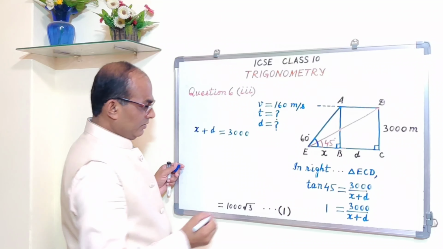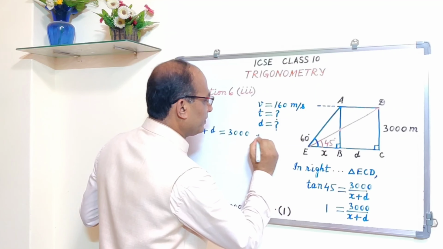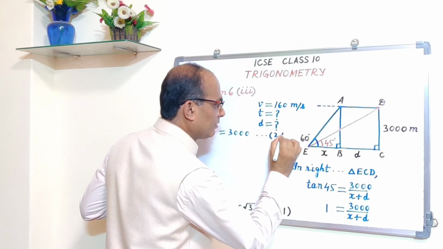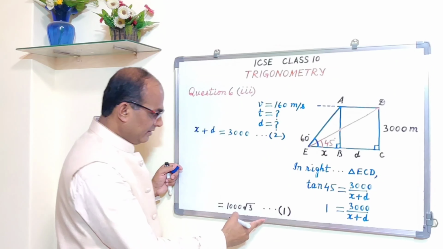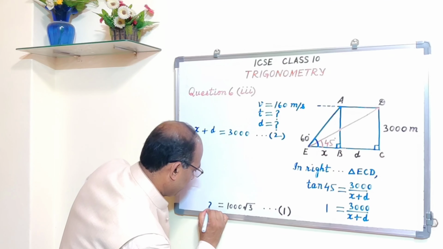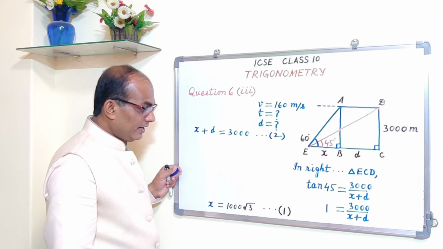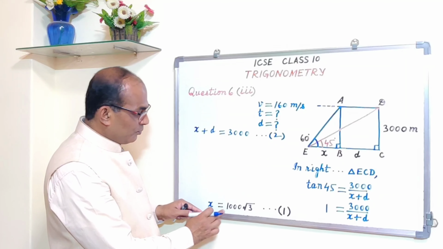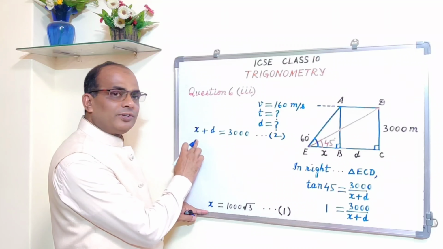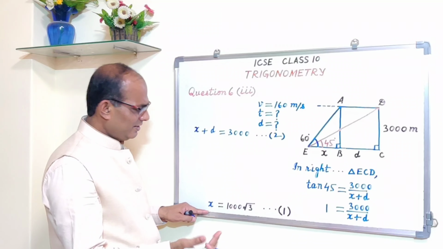Alright, this you can call equation number 2. And this is equation number 1. This is X. X is equal to this much. Fine. Now, from equation number 1, X is equal to 1000 root 3, you can substitute here. Or you can say that this minus this. Anyway, it is up to you.